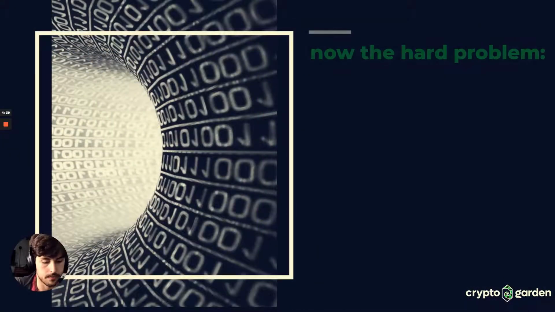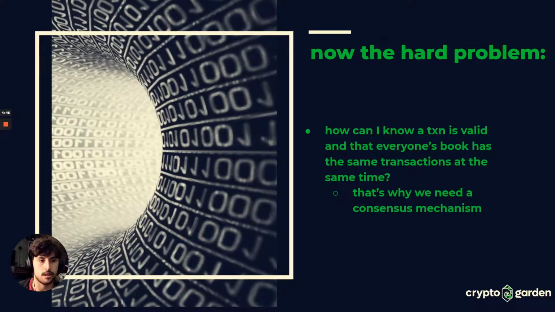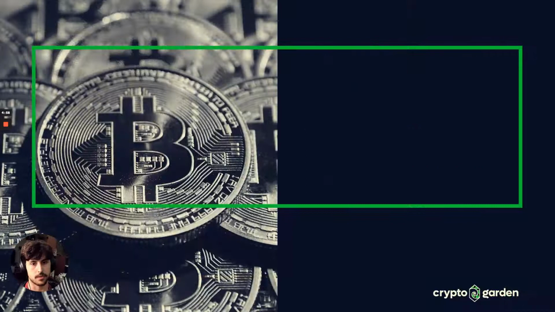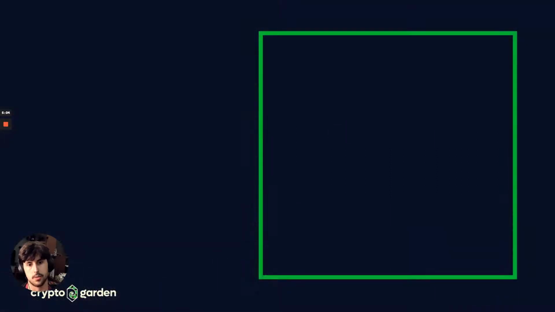Okay, but now we have a very hard problem, which is how can I know that a transaction is valid and that everyone's book has the same transactions at the exact same time? This is why we need a consensus mechanism. You remember, right? Okay, so let's start with Bitcoin's consensus mechanism, proof of work. What is it? Well, let's start again with a formal definition.